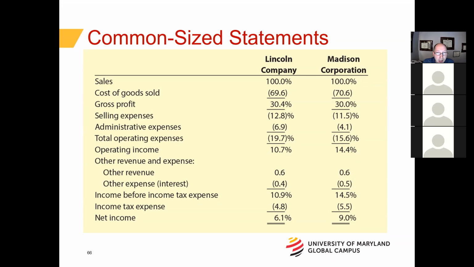We express everything as a percentage of sales on the income statement. So sales is at 100%. So we would take the cost of goods sold amount divided by sales, 69.6%. Gross profit amount divided by sales, 30.4%, and so forth and so on. We do that for both companies. Then we can compare the two companies side by side to better understand how the companies are performing against each other.